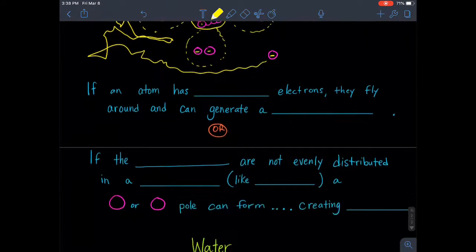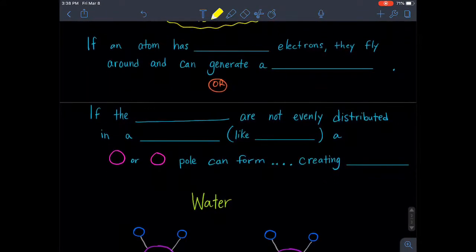Okay, well, let's summarize some of this. If an atom has unpaired electrons, they fly around and can generate a magnetic field.